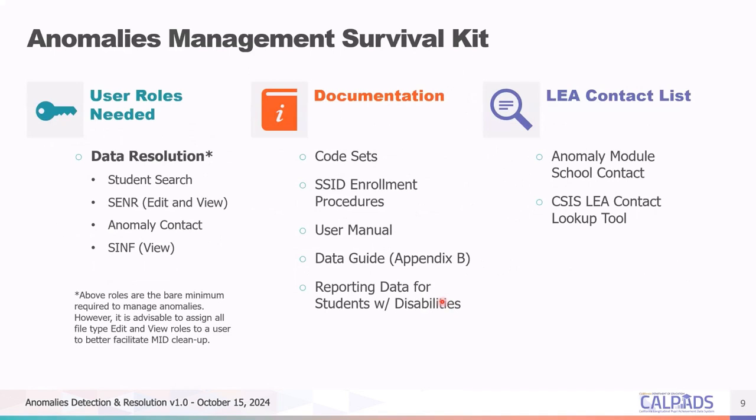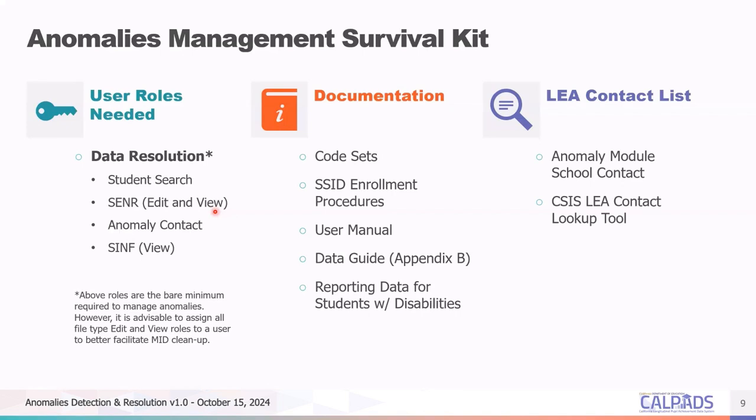Okay, so there are three modules here that you have to consider. Number one, you need to have first the user roles needed to be able to access the functionality as well as be able to edit enrollments. Okay, so for user roles, you need to have at least a student search to be able to see the SSID or search for that student's record in CalPADS. You need to have the SCNR edit and view roles to be able to edit an enrollment, which is vital in, of course, resolving anomalies.